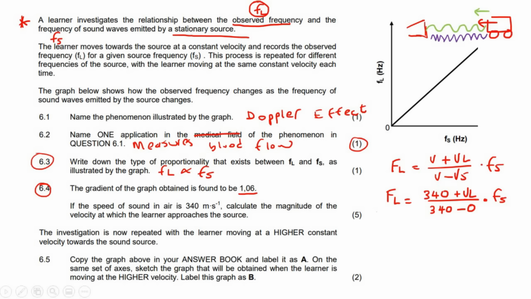So it looks like we have 3 unknowns, but they told us that the gradient of this line is 1.06. Now gradient is change in y over change in x. So that's going to be change in frequency of listener over change in frequency of source, because that's the y-axis and that's the x-axis. But because we're starting at 0, 0, we could use 0, 0 as one of our points. So then when you say change, you can actually just do it like that.